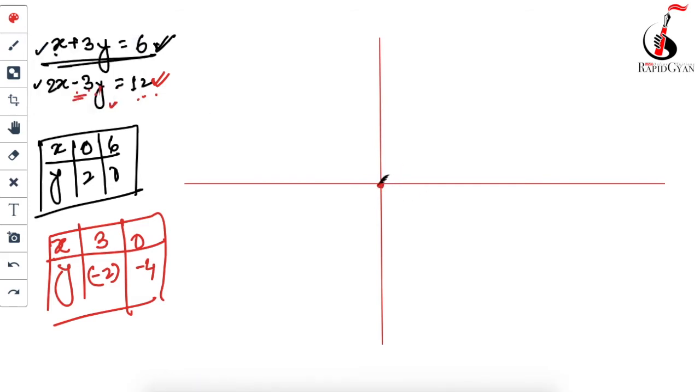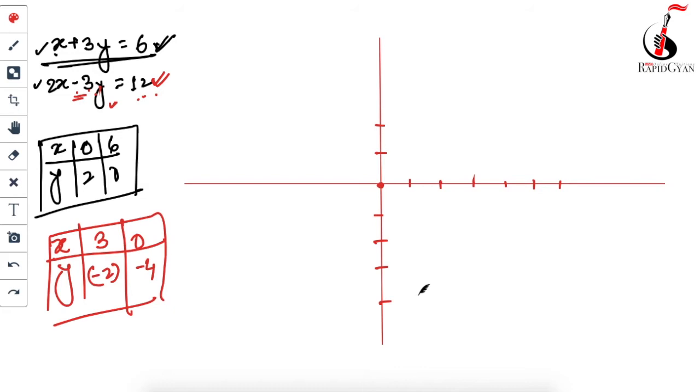Okay, so let me write it over here. I will say this is 1 2 3 4 5 6. Maximum I will have to go till 6. There is no need of going negative for x coordinates. That's fine. For y its maximum is 2 and minus 4. So I'll write here 1, 2, minus 1, minus 2, minus 3, minus 4.